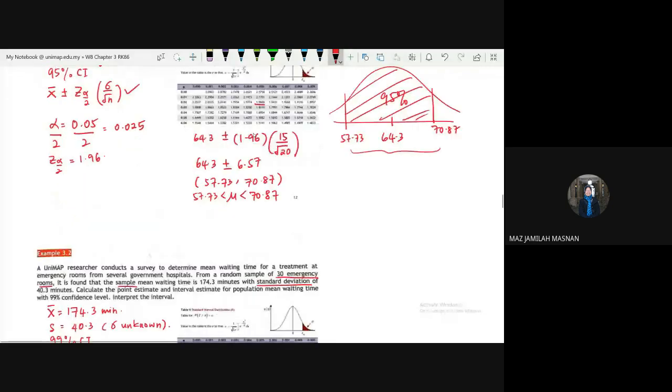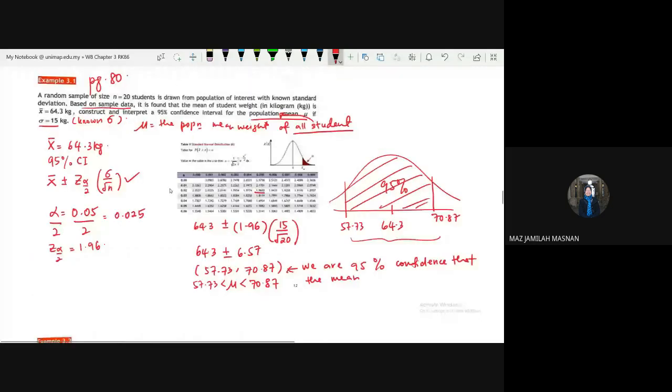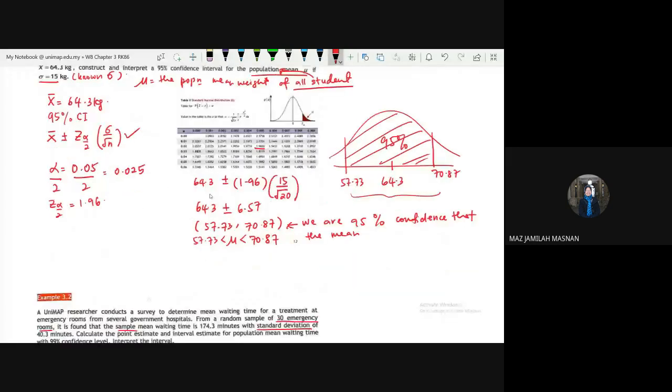How do we conclude? So we conclude that we are 95% confident that the mean weight of all students is between 57.73 and 70.87 kg. Please put the unit.